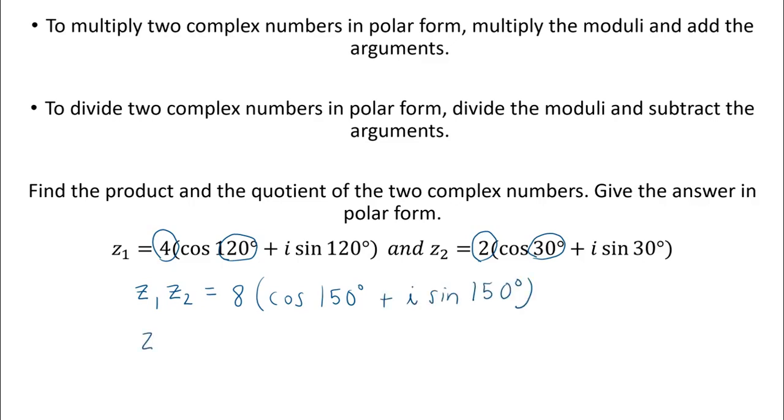Now let's divide z1 by z2. To divide two complex numbers in polar form, we divide the moduli and subtract the arguments, or subtract the angles. 4 divided by 2 is 2, and the new argument will be 120 degrees minus 30 degrees, which is 90 degrees. And there is z sub 1 divided by z sub 2.